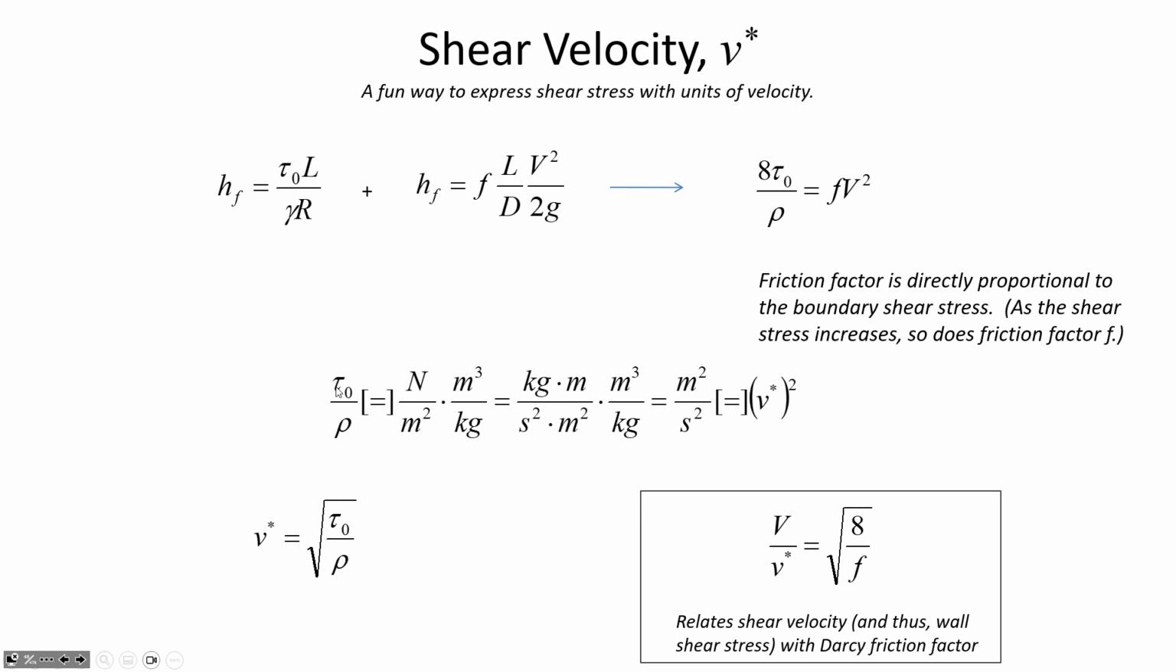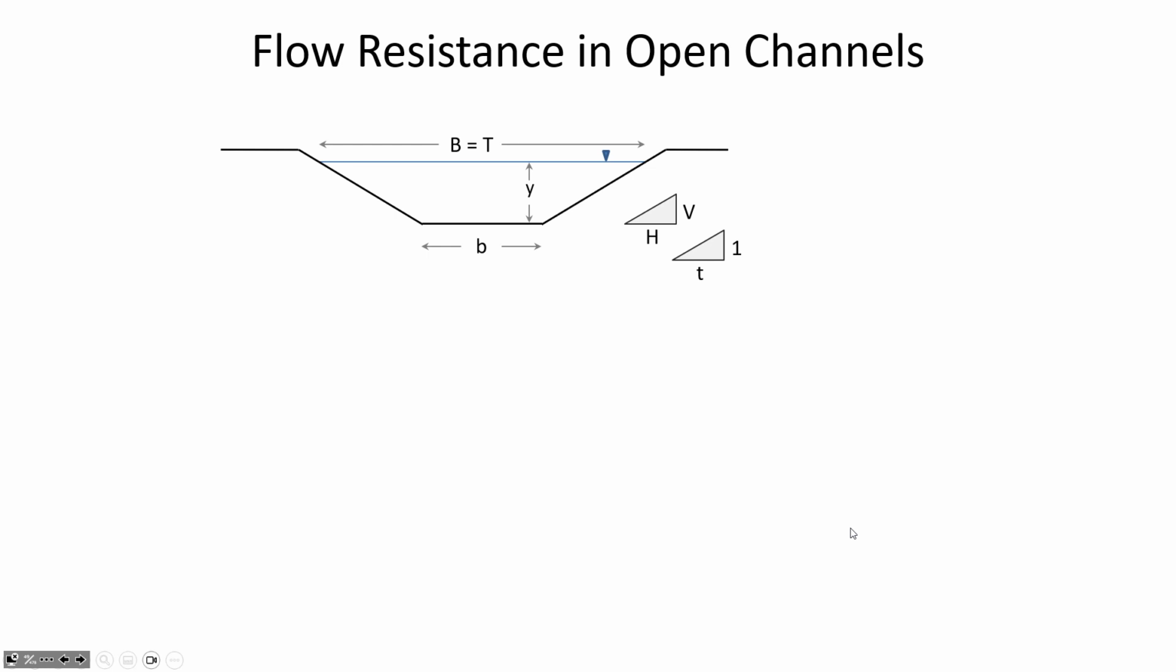So you have a problem or two, I think, on the homework assignment that asks you to use this expression where you're relating the shear stress, the velocity that's measured or given, and then the friction factor. So it's just a way for us to tie together the reality and the estimation side of energy loss due to pipe friction.